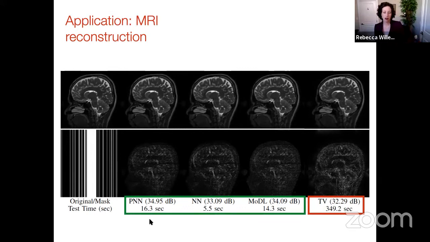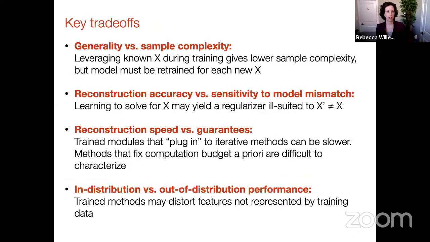But as we start to think about medical imaging applications, we need to start thinking about goals beyond PSNR values. And so we, in particular, need to think about some of the key trade-offs that arise when we consider using machine learning in inverse problems in imaging. So the first one is one that we've talked about quite a bit already, generality versus sample complexity. So what we've seen is that if we know X, then we should be using it during training, and that can reduce the number of samples that we need to achieve a target level of accuracy.